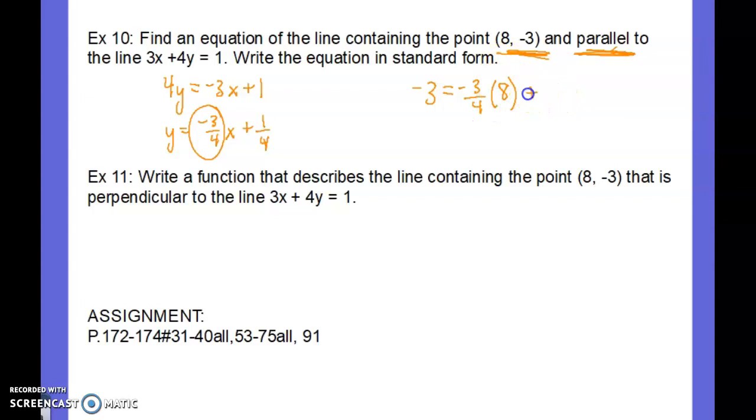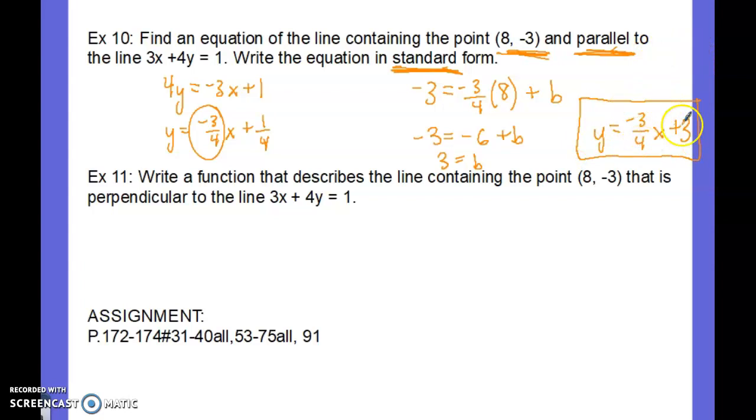But what I don't know is what the y-intercept is. So I can figure that out by doing this math. 8 times -3 is -24. Divided by 4 is -6. And then add 6 over, and you get a b value of 3. So this equation, I'm going to leave it in slope-intercept form because I'm running low on time. I'll leave it to you to change it to standard form. It's good practice. -3/4 x plus 3.